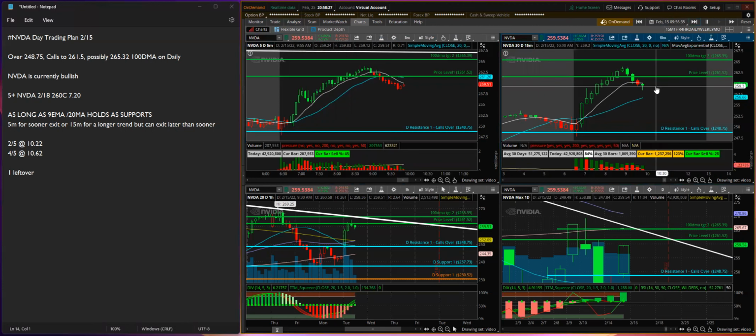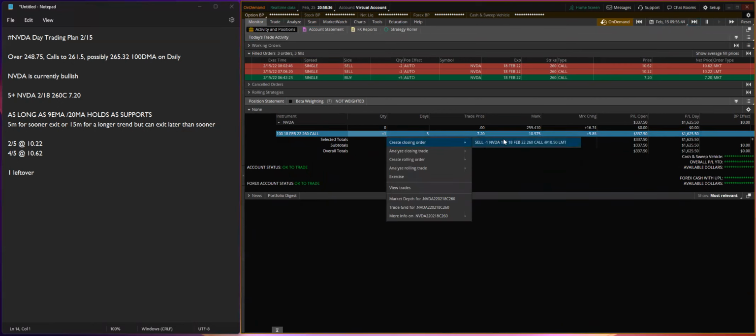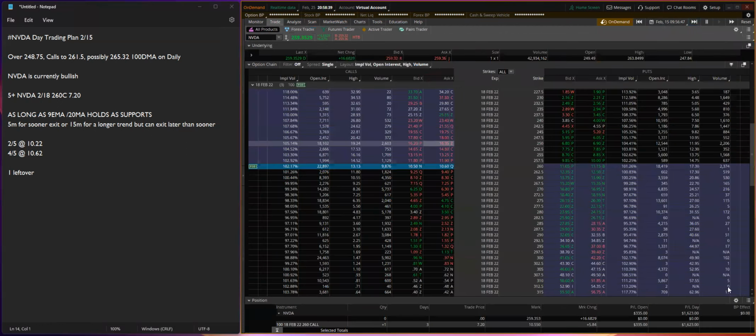All right, my email broke on 15 minutes. We are going to exit and we can possibly find a re-entry on my 5 minutes. So let's go ahead and sell the rest of it at 10.57. We sold the rest at 10.52. So 5 out of 5 at 10.52.